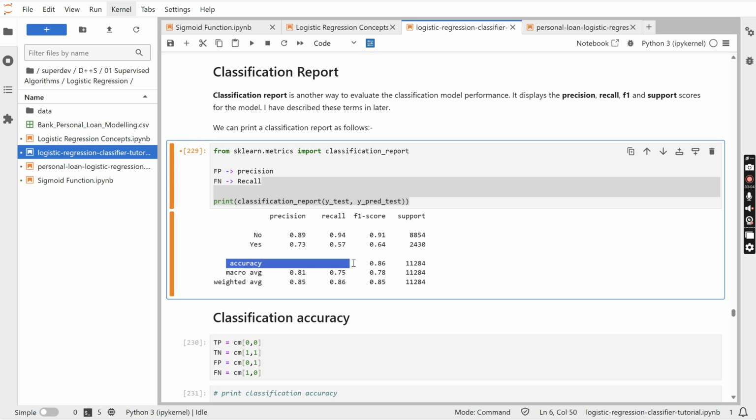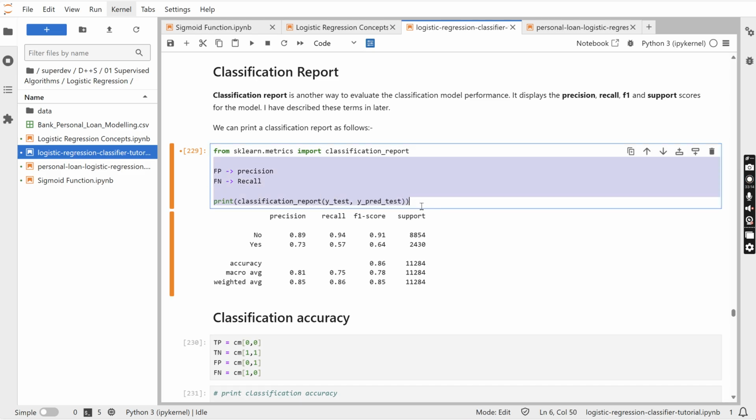Accuracy you already know, and the macro average and weighted average we'll talk about. But so far I hope you have understood the false positives and confusion matrix, right? Can you give me a thumbs up if you have understood?